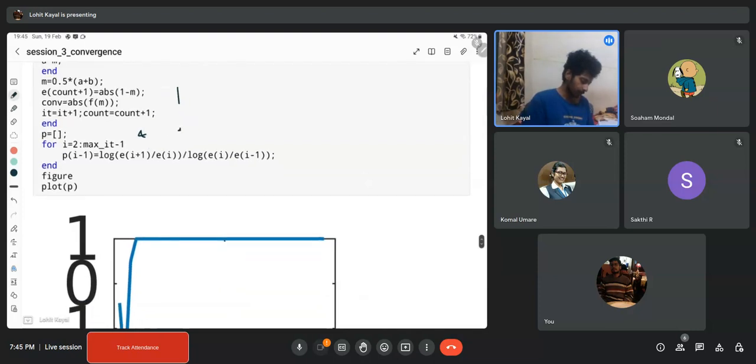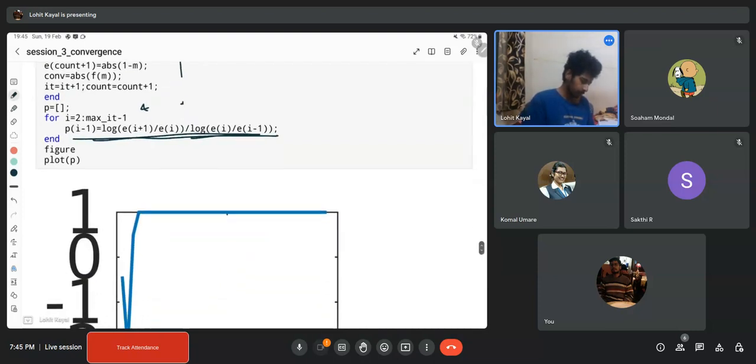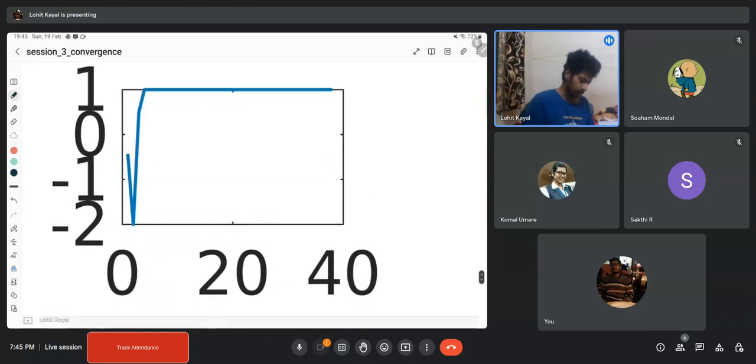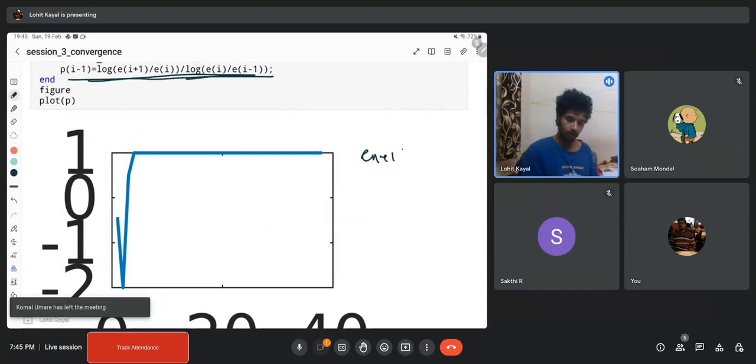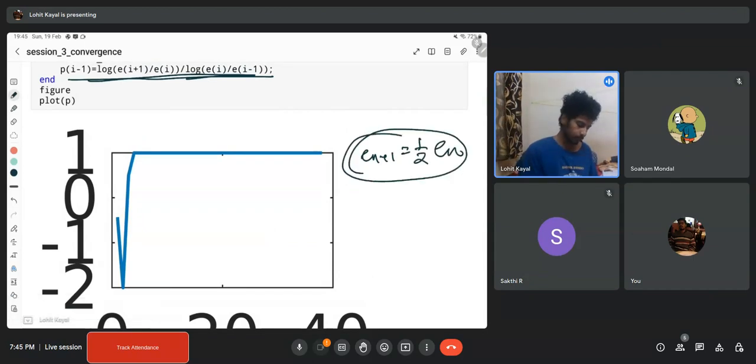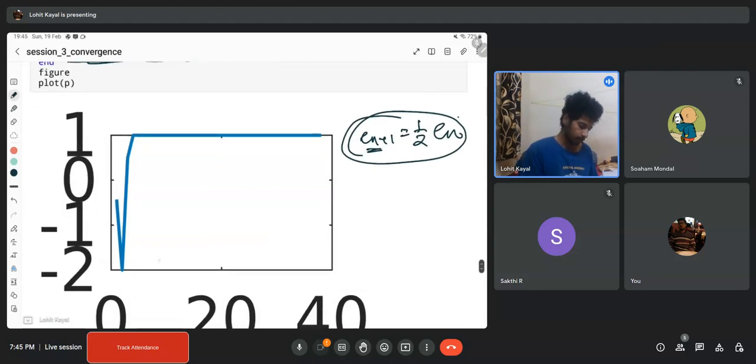After that, I am putting this P. Now here I am plotting the result, and we know for the bisection method the error e(n+1) is equal to some half of e(n). So the order is 1, and you can see here very easily that after some jump, the value gets fixed, and here we can find the value of p equal to 1.